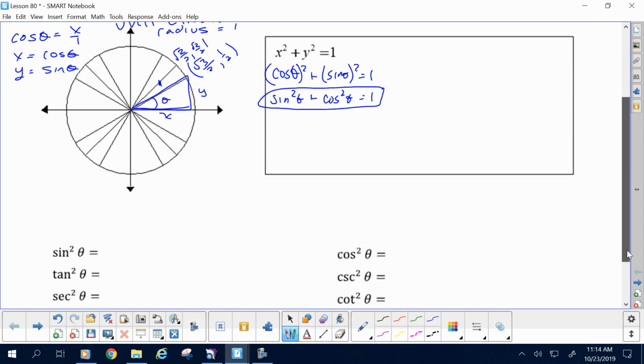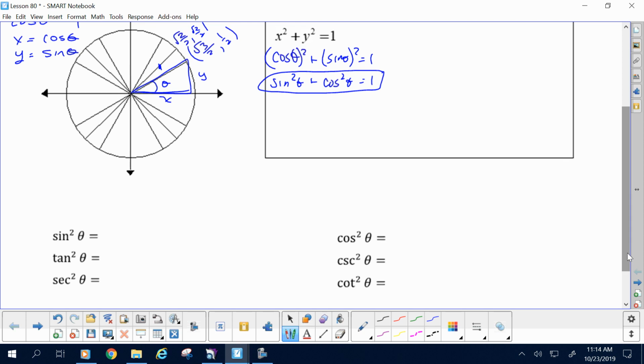Okay. That means then that if I rearrange that a little, I could also say that sine squared, an equivalent form, is equal to 1 minus cosine squared if I rearrange that. Or, if I solve for cosine squared, I could say cosine squared is 1 minus sine squared. Those are alternative forms of that same identity. So far, so good? Okay, cool.